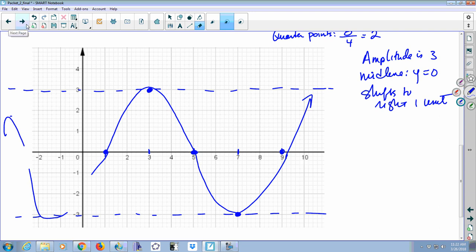The next one is more interesting, because we're going to see how you can get 3 different equations, functions for the same graph. And then you'll have a lot of time to play.